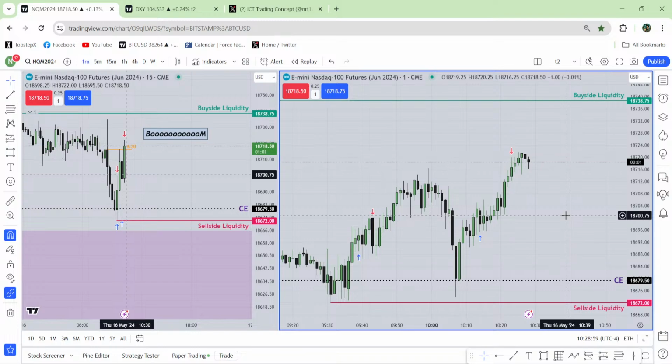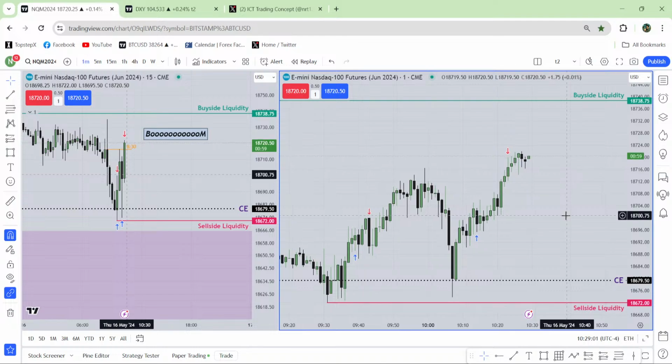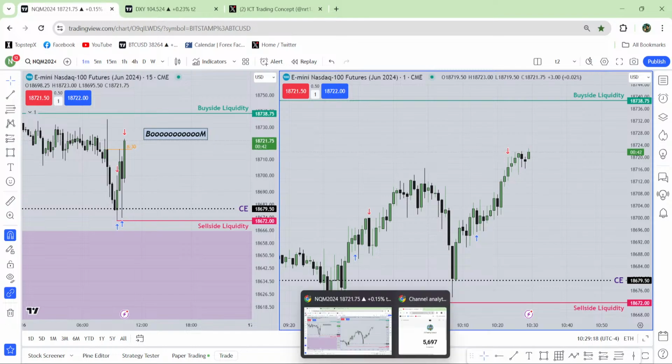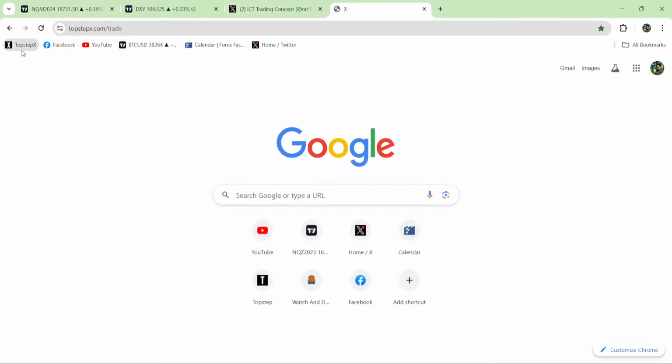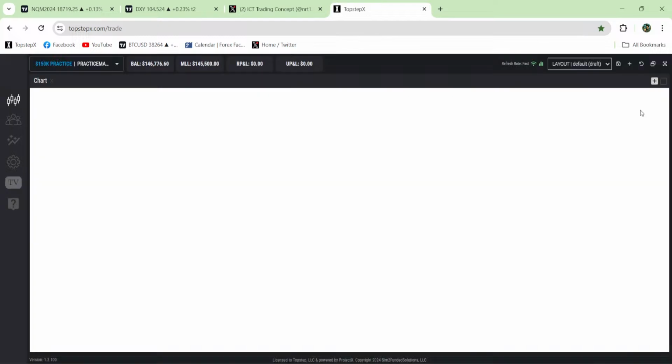Okay, the entry was inversion fair value gap supported price? No, it was not. I didn't take that entry depending on that inversion fair value gap, but you're right, there was an inversion fair value gap, but I didn't take it depending on that. Let me show you why I took that entry. I know what happened over there. I know it by myself, okay?